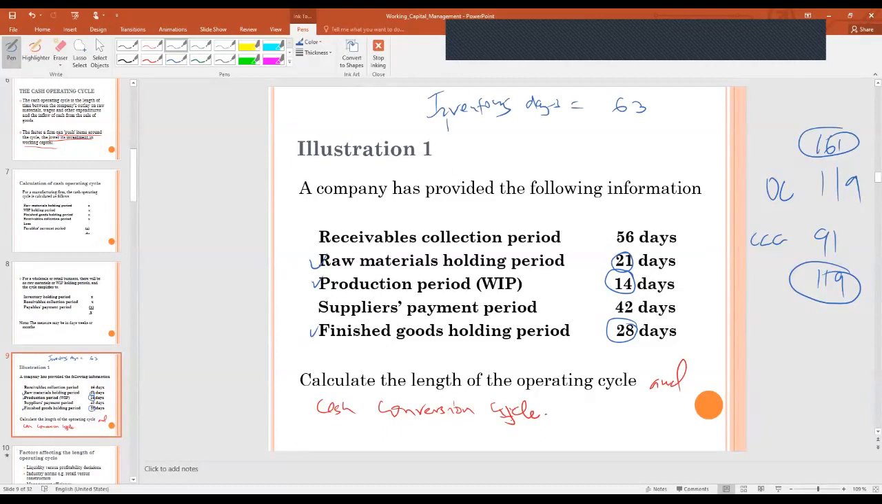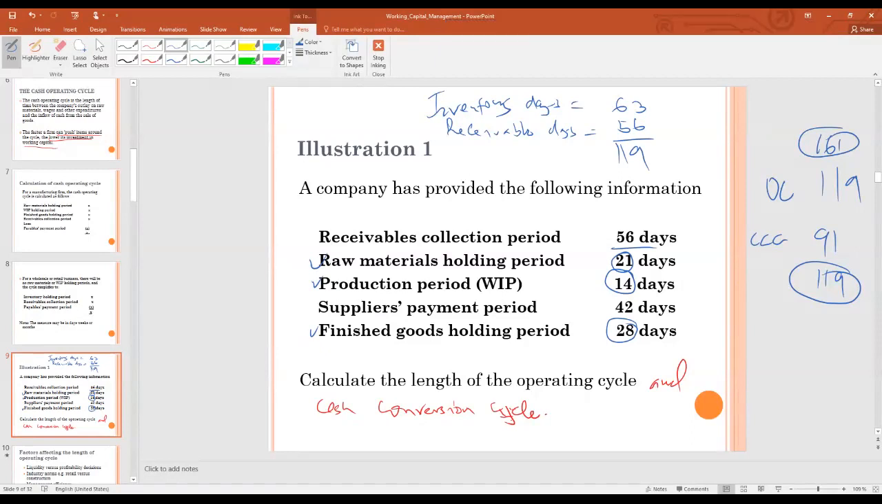Plus the days for receivable, which is given here, 56. So 63 plus 56 gives us 119. Therefore, the operating cycle will be 119 days. The days for inventory plus the days for receivable give us 119 days.